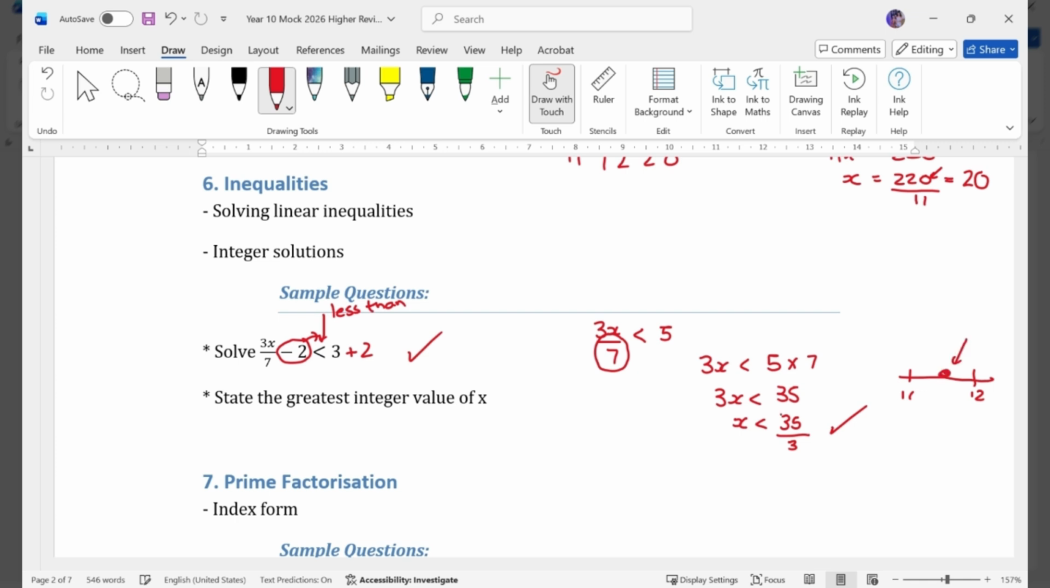But we're told that x is less than that answer. x is lower than that answer. So x could be 11 or 10 or 9 or 8 or anything lower than 11. So what is the greatest value of x? Greatest integer whole number value of x? Well, that's 11.